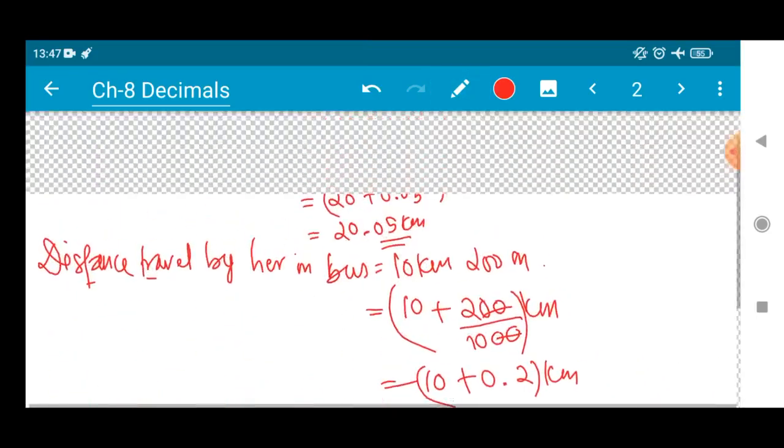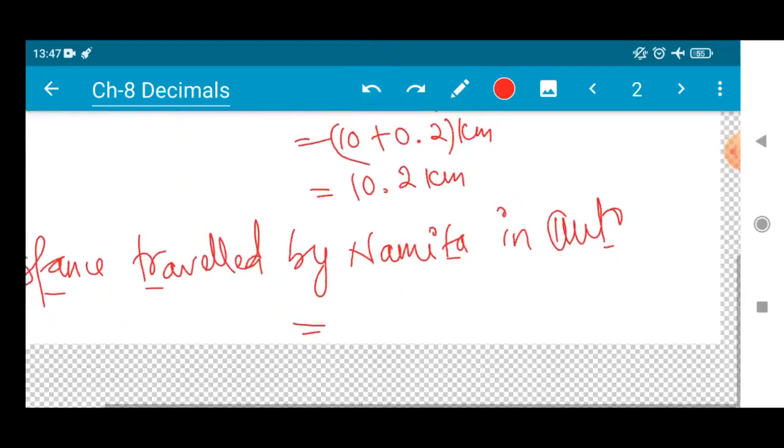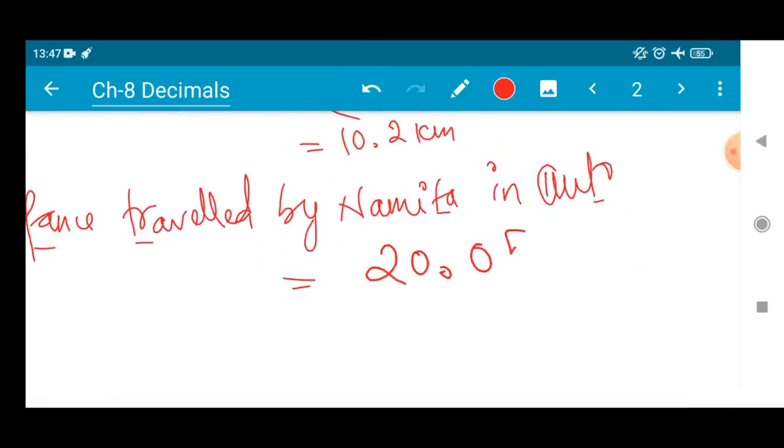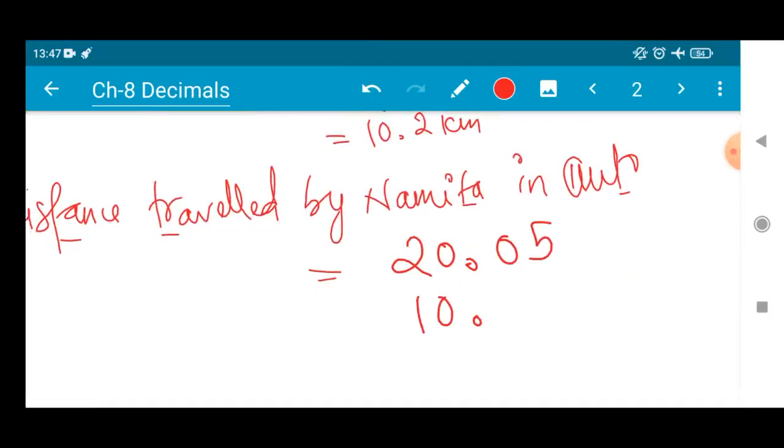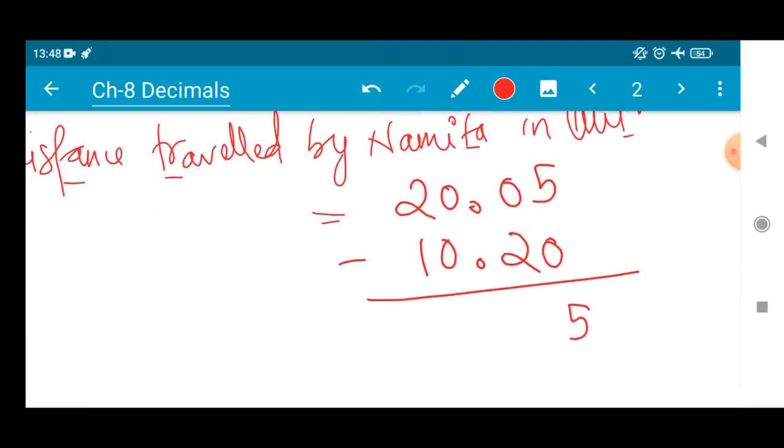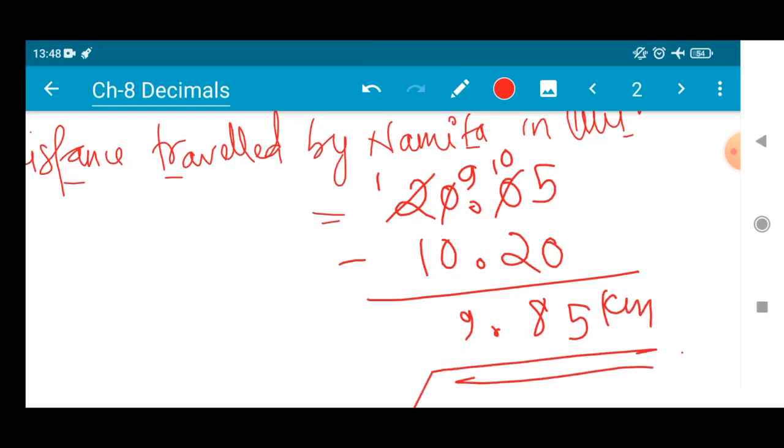is equal to the total distance. What is the total distance? 20.05 minus the distance traveled by the bus. That we will be getting the result. So 0 minus 2 is not possible, so I'll be getting 1 here. Now 9 minus 0 is 9, and here 1 minus 1 is 0, so it is 9.85 kilometer, the distance traveled by Namita in auto.